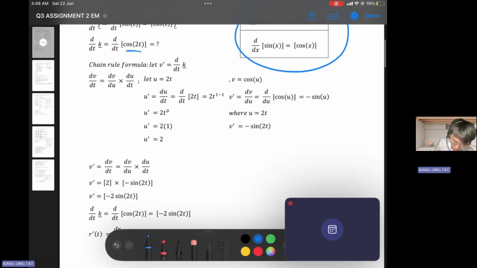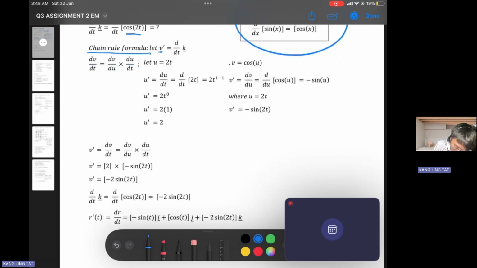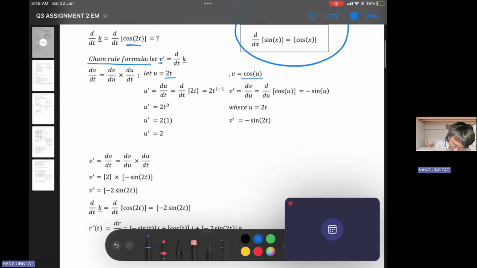We need to use the chain rule formula. So in this, we let the derivative of v be equivalent to the derivative of k. All right, so we know that basically like that, we can say let u equals 2t, and then let v equals cos u. Okay, so we are going to start with differentiating with respect to t.